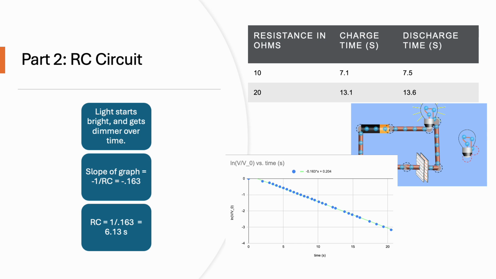Notice that the 20 ohm light bulb took more time to charge and discharge the capacitor. So the light starts bright and gets dimmer. You could see in this picture the light is currently bright.